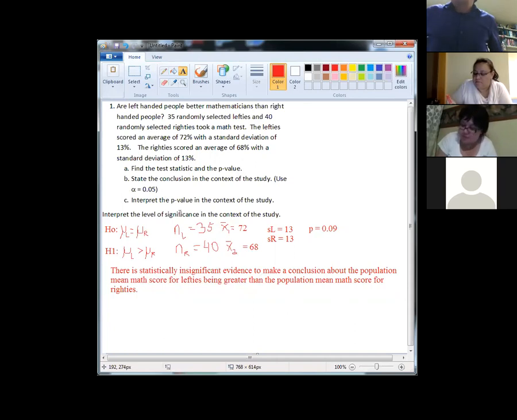It's a lot of typing, but for the p-value, same idea as we had last week: if the population mean test score for math for lefties was the same as the population mean math score for righties, and if we did another study, in this case 35 lefties and 40 righties, then there would be a 9% chance. And we look at this, notice that lefties did 4% better. Do you see that? They scored 4 higher. So there'd be a 9% chance that the lefties in the new study would score at least 4% higher than the righties.